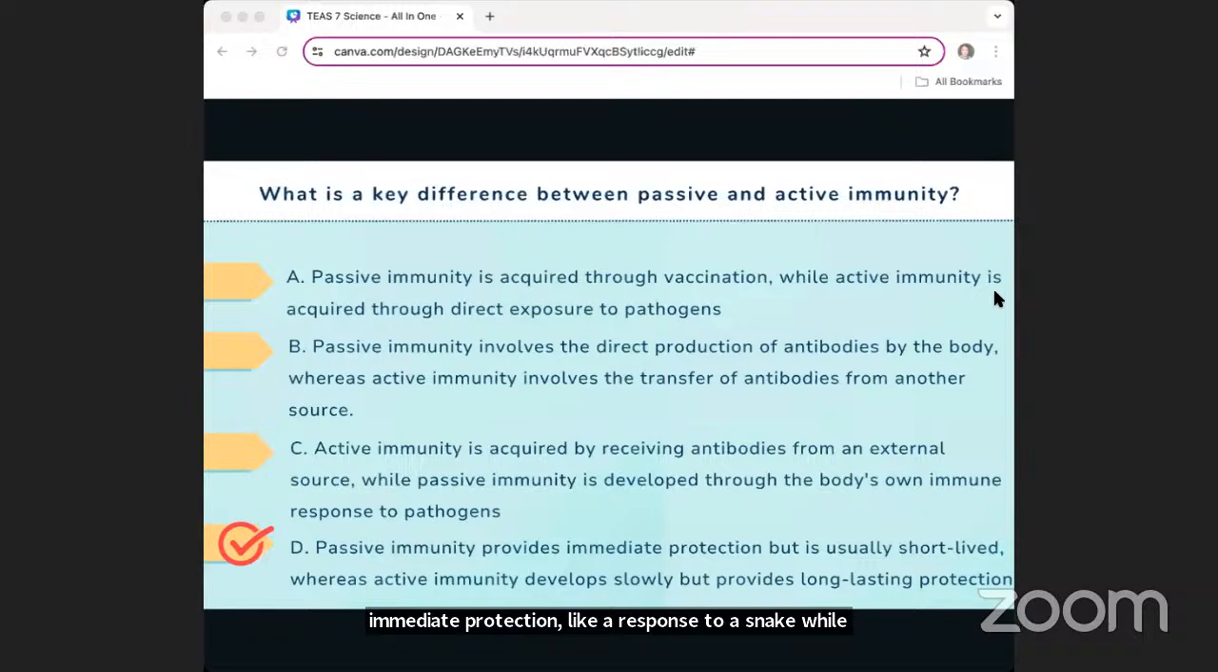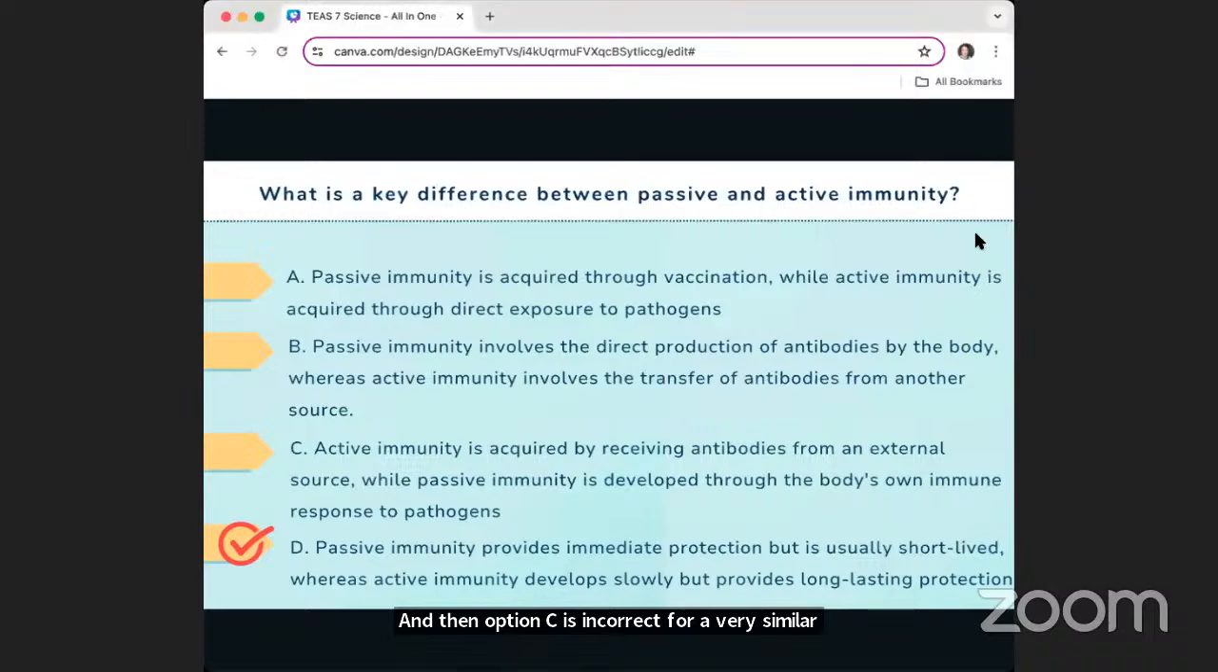So let's talk about why the other options are not correct. Option A is incorrect because passive is not acquired through vaccines. That's active immunity. Option B is incorrect because passive immunity relies on an outside source to give those preformed antibodies, whereas active stimulates that antibody production within the body itself. And then option C is incorrect for a very similar reasoning to B. It's just like the two terms are flip-flopped for the reasonings.